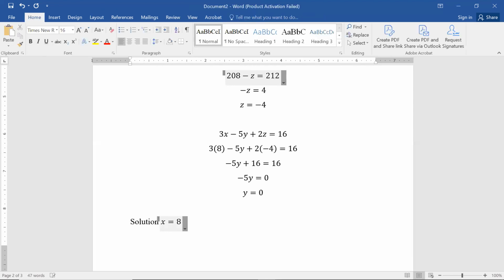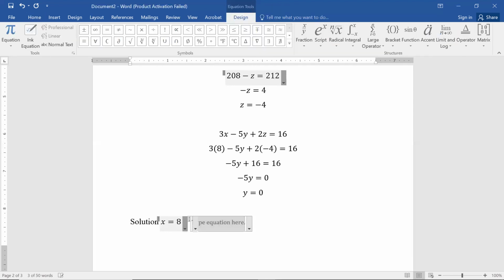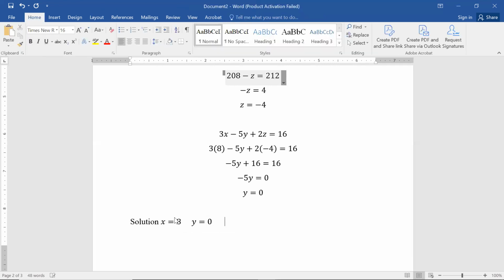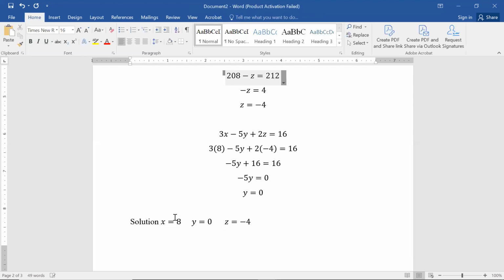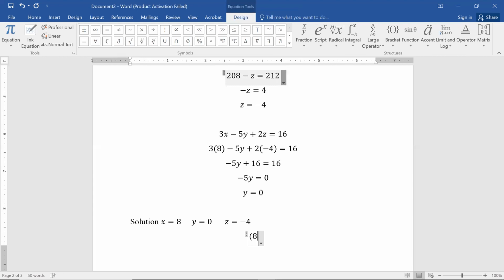X is 8, y is 0, z is negative 4. And it's okay that one of the numbers comes out to be a negative. It's okay that one of the numbers comes out to be a 0. It's okay that one of the numbers comes out to be a positive. That's perfectly fine. If you wanted to do it as an ordered triplet, 8, comma 0, comma negative 4.